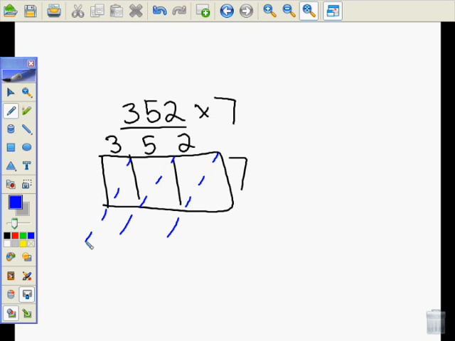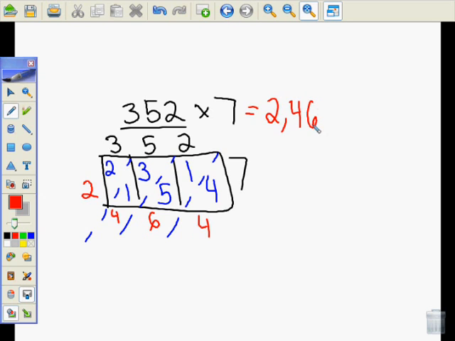Now you still want to have your lines coming off diagonally. So right here I've got 7 times 2, which is 14, 7 times 5, which is 35, and 7 times 3, which is 21. So when I go to add these, this would be 4, 6, 4, 2. So then 352 times 7 is 2,464.